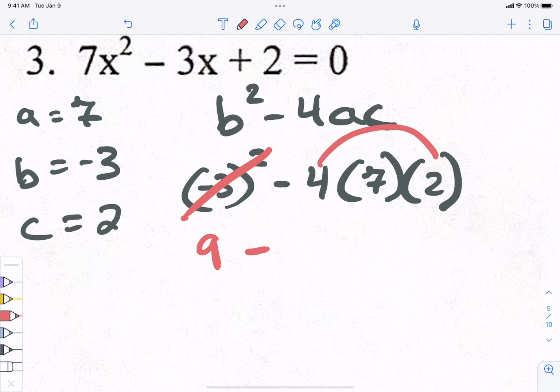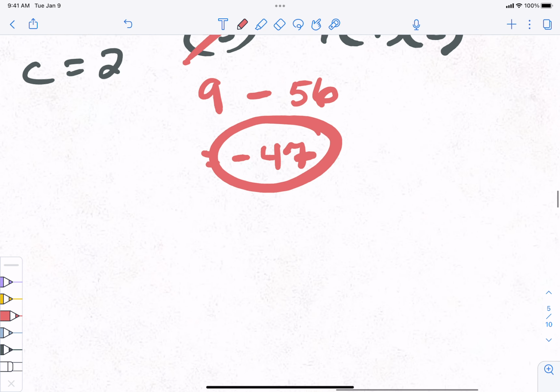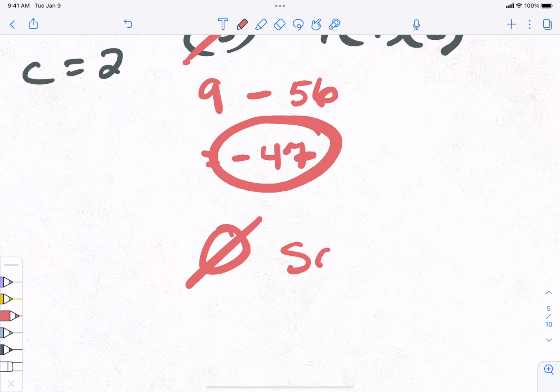Or I do it this way. What's 4 times 2? 8 times 7 is 56. You can multiply them out of order if you want to. 9 minus 56 is negative 47, I believe. Okay? So no solutions.